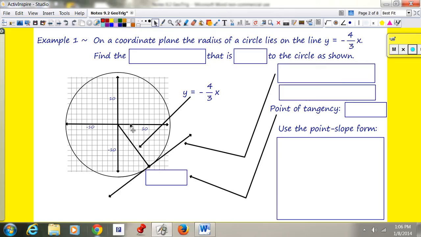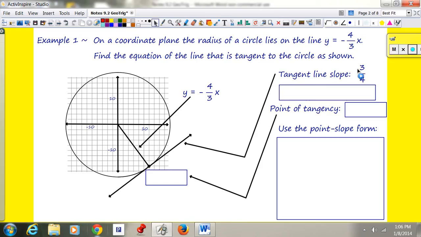If I go over 4 and go rise over run. So I go over 3 and down 4, you can see that that's where I got the -4/3 slope. Now it says find the equation of the line. So we're looking for an equation of the line that is tangent to the circle. So find the equation of this tangent line right here.